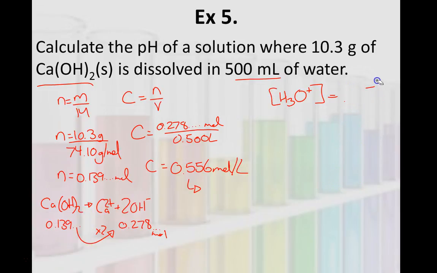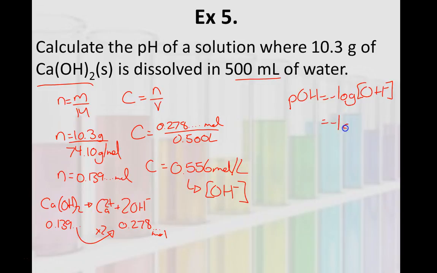And this is the concentration of what? My hydroxide ions, right. So this is my hydroxide ion concentration. But they're asking me for pH, so I need to take that and do what? Right, find my pOH and then subtract it from 14. So pOH is equal to the negative log of the hydroxide ion concentration. I take the number we just figured out, 0.556 moles per liter, which gives me 0.254.